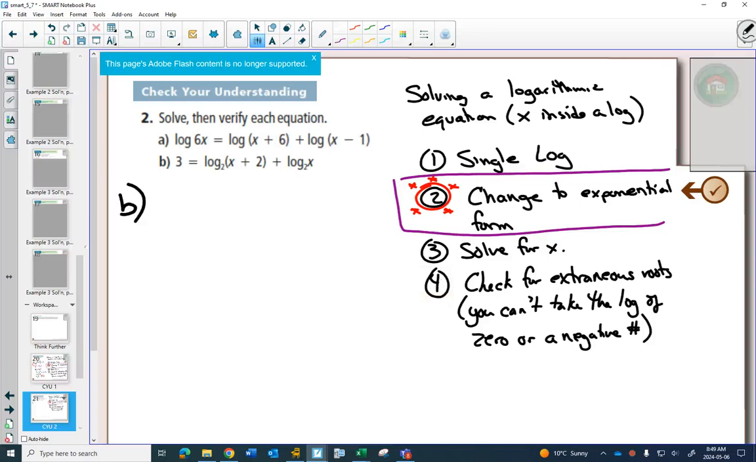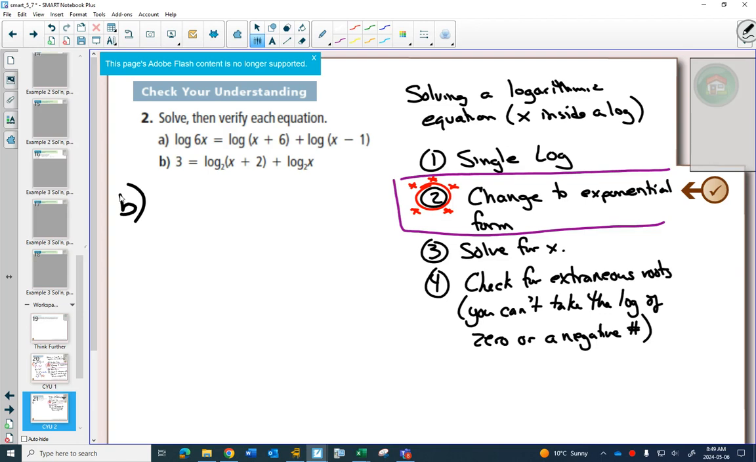For example 2, we're going to do b first. And the reason we're going to do b first is because there is a shortcut in a, but I want to show you the shortcut after we've practiced solving the steps properly again.